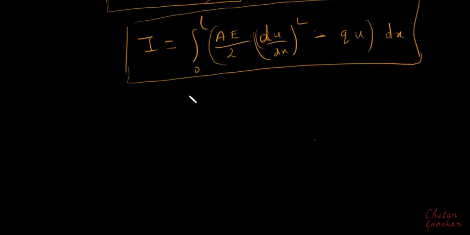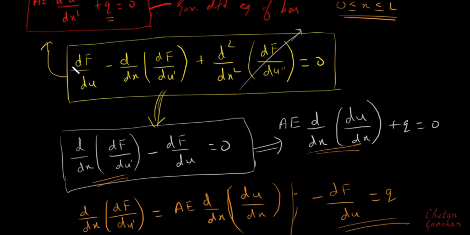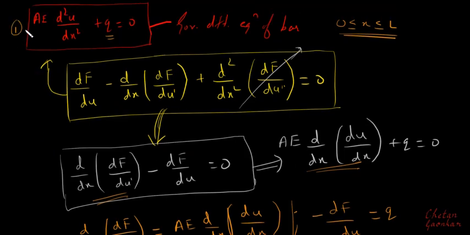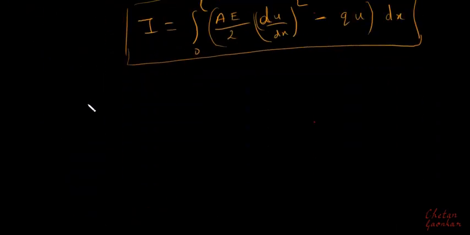Let us try to apply the Euler-Lagrange equation again. This was our first example. We try to use the Euler-Lagrange equation on one more example. I'll take one more example, that is EI d raised to 4 v by dx raised to 4 minus q equal to 0.